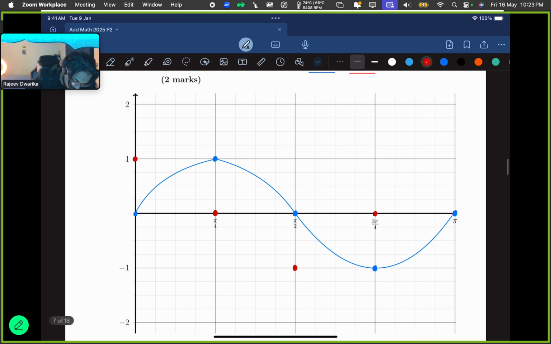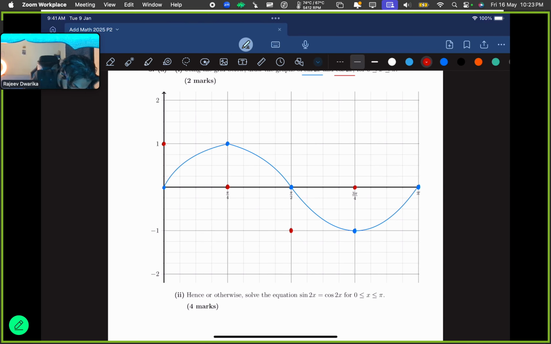Don't forget you can do this for tan graphs too. You just have to remember that thing is simple.